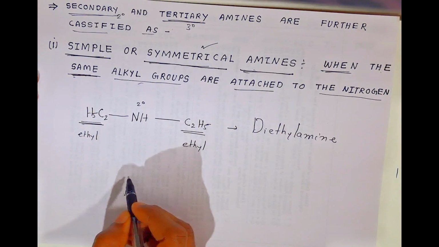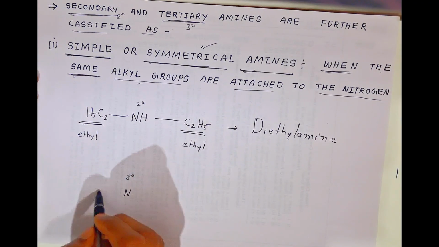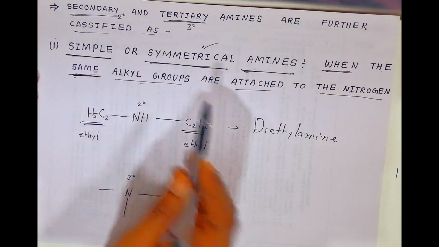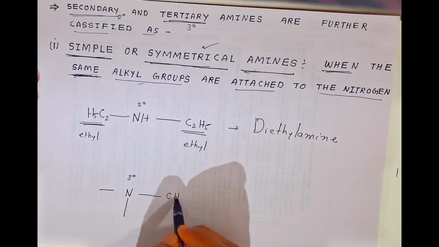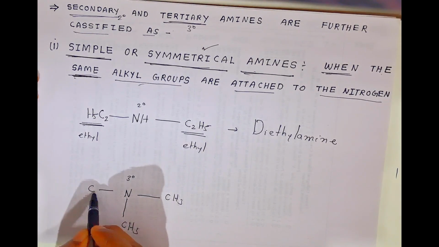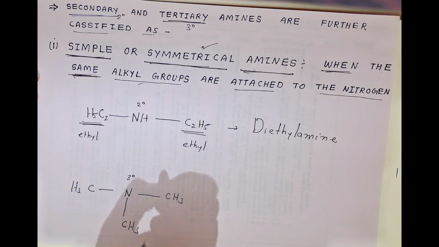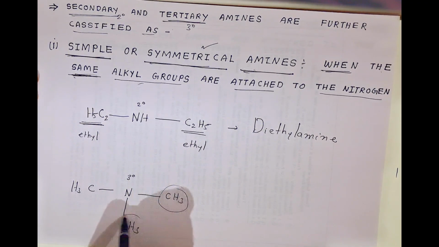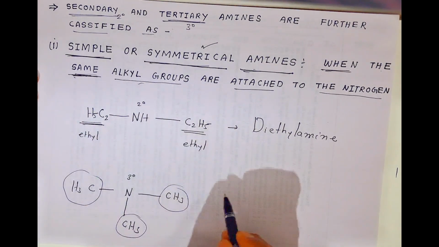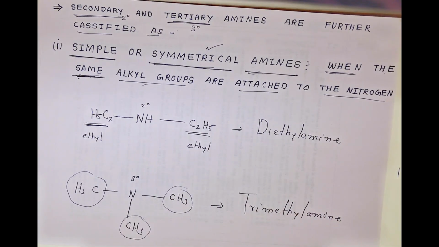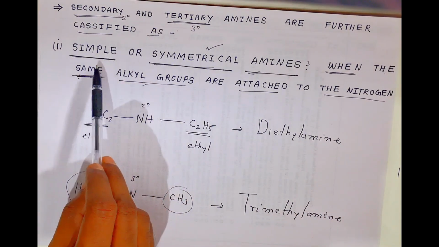Now what about third degree, students? The third degree does not have any hydrogen. So all the 3 valencies are occupied by the same alkyl group. Students, here I am taking methyl as the alkyl group. All have methyl, CH3. Here also CH3. The carbon of this methyl is attached to the nitrogen of these amines, and carbon is attached to nitrogen. So these are the 3 methyls, students. All have the same alkyl groups. So the compound is called trimethyl amine.